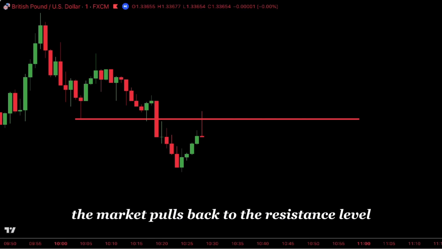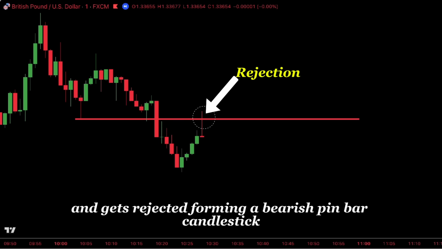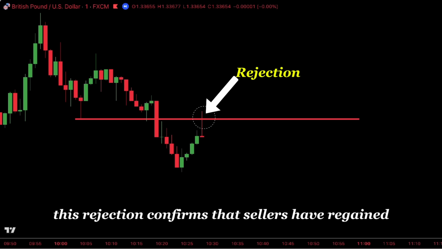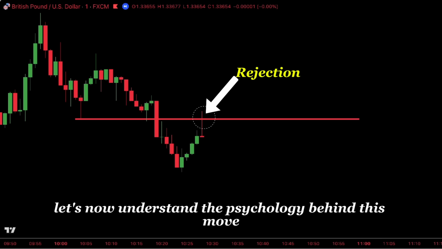As you can see, the market pulls back to the resistance level and gets rejected, forming a bearish pin bar candlestick. This rejection confirms that sellers have regained control of the market. Let's now understand the psychology behind this move.